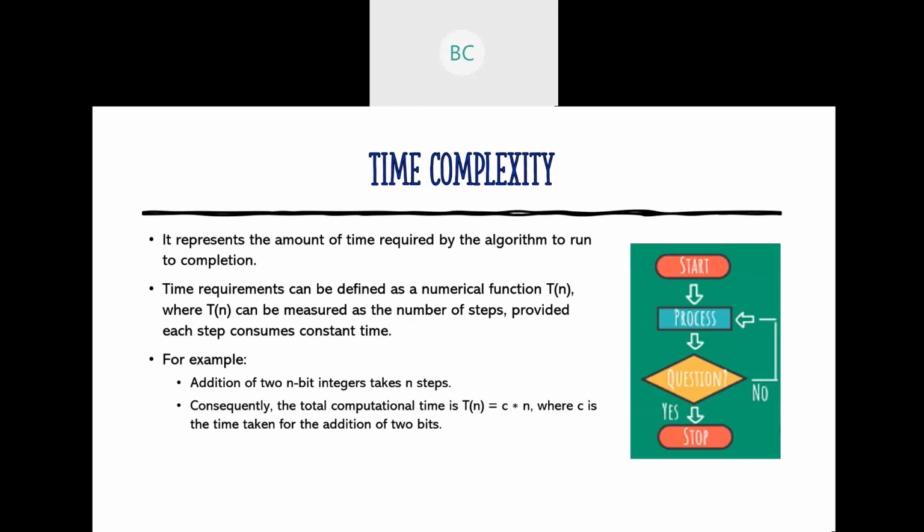The most important analysis of an algorithm is the time complexity. It means how fast you can write an algorithm or how fast you can solve a problem. Most of the time, even in research, the whole goal is to minimize the time and calculate the time complexity. It is just the amount of time required by the algorithm to run to completion.